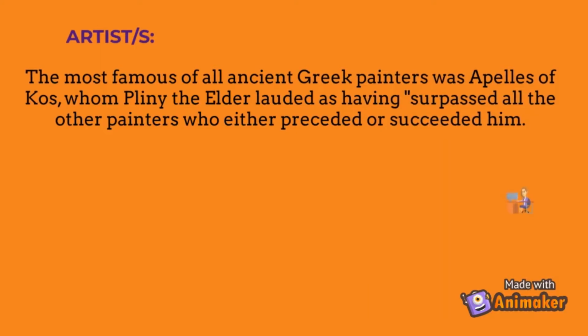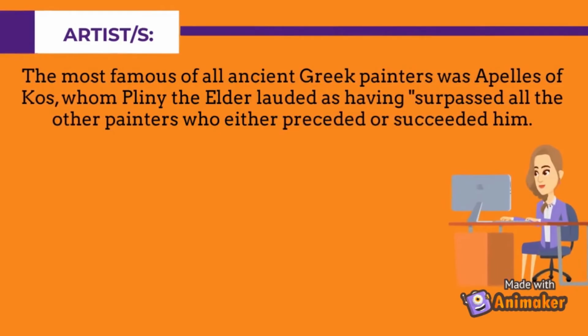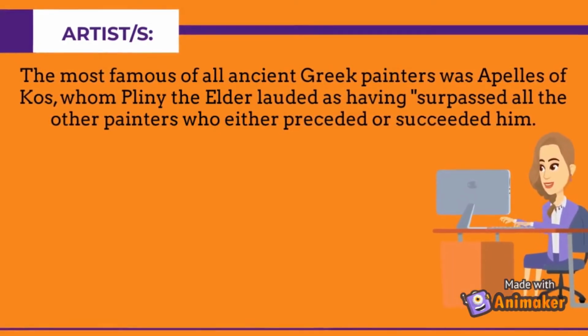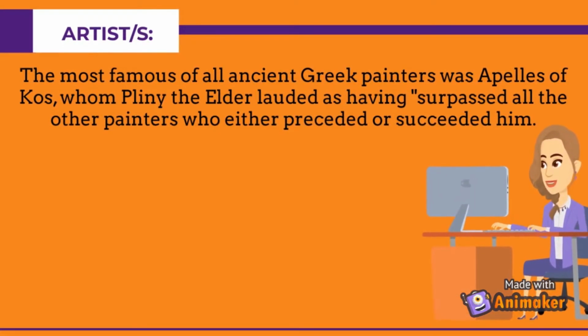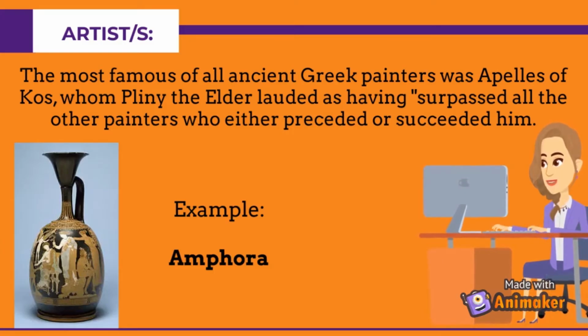Artists. The most famous of all ancient Greek painters was Apelles of Kos, whom Pliny the Elder lauded as having surpassed all the other painters who either preceded or succeeded him. An example of this is the amphora, which is a red figure vase.